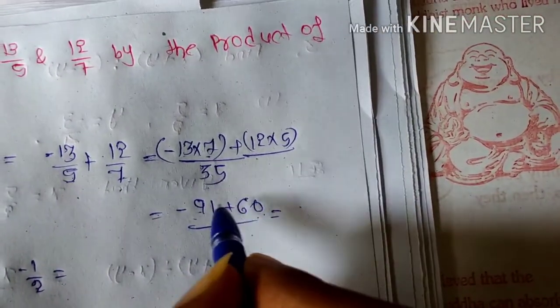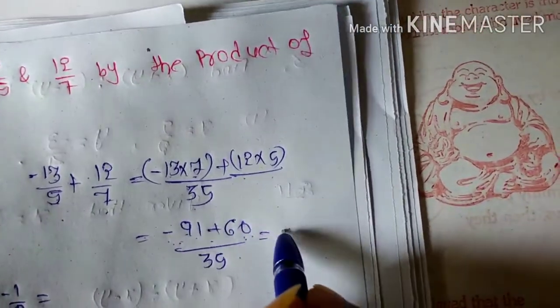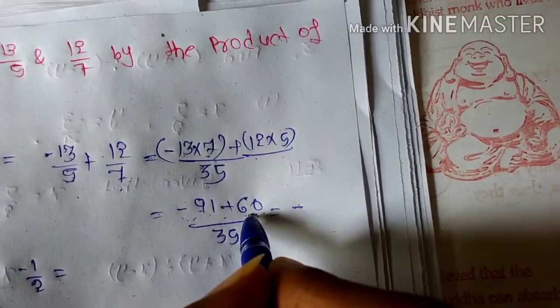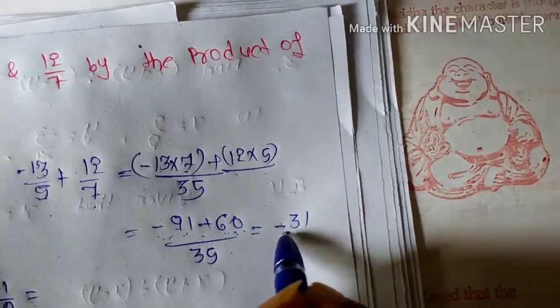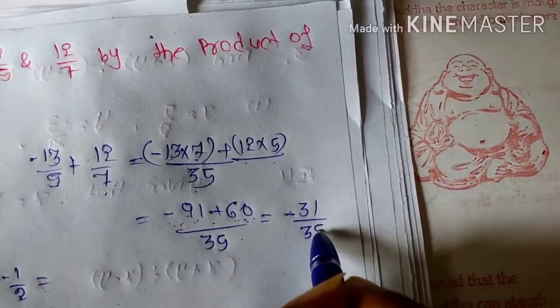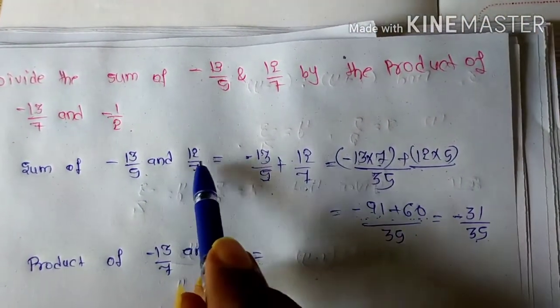Minus 91 plus 60: which is the biggest number? 91. It has the minus symbol, so you write minus. Now subtract the smallest number from the biggest number. 91 minus 60, how much? 31. That means your answer is minus 31 by 35. This is the sum of minus 13 by 5 and 12 by 7.